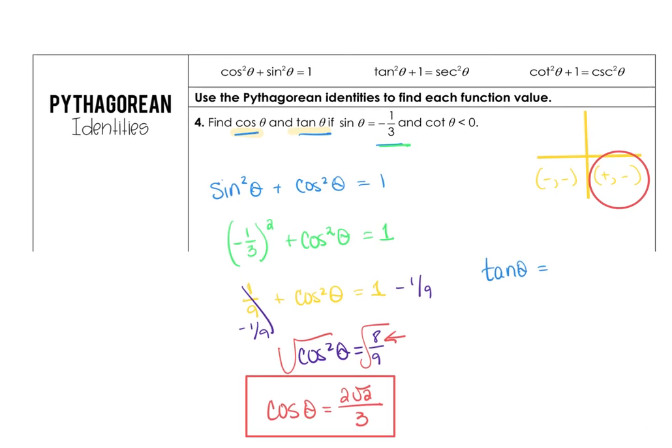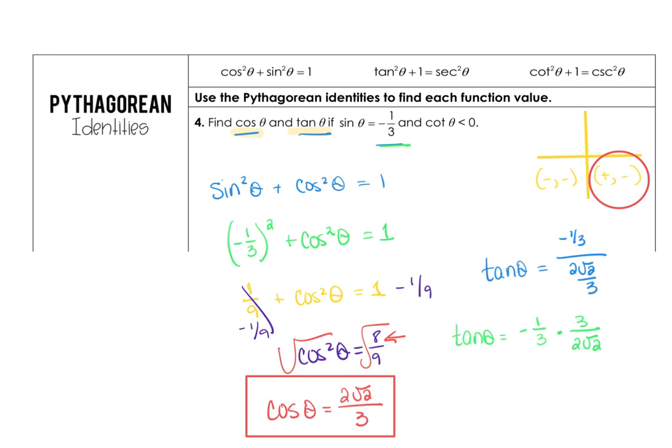So my sine value here they gave me was negative 1/3. My cosine, I just solved for 2 square root of 2 over 3. What's my method to solve this if I'm dividing fractions? Keep, change, flip. I'm going to keep that negative 1/3. I'm going to change it to multiplication. And I'm going to flip the denominator. So I'm going to say 3 over 2 square root of 2.